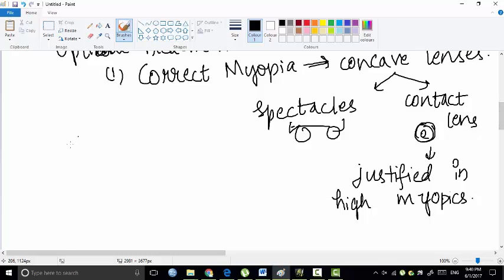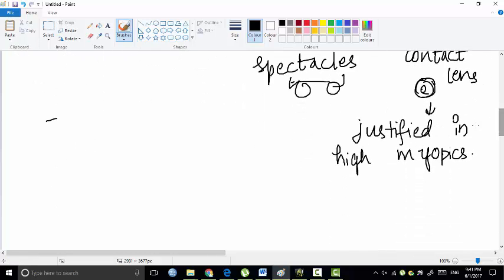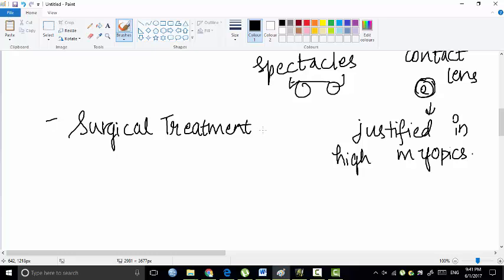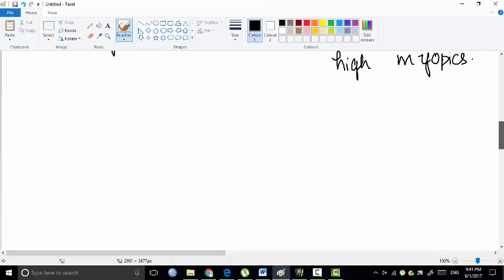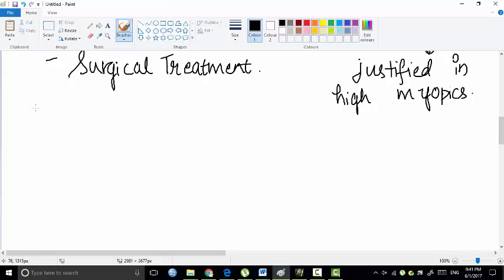And for surgical treatment of myopia, so this is optical treatment. You can also do surgical treatment of myopia, which is very popular, that is LASIK. I would like to deal with the surgical treatment completely later, right, so that it becomes easier for explaining all the surgical treatment at the same time.